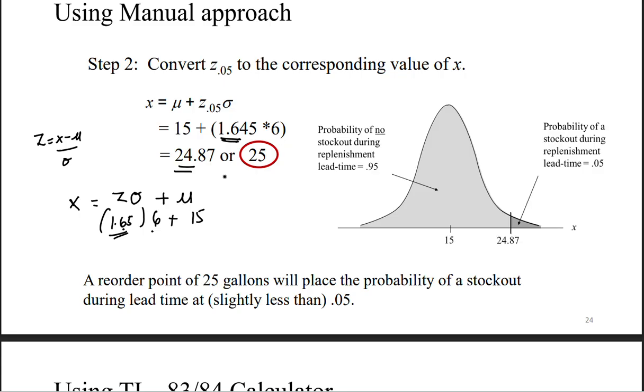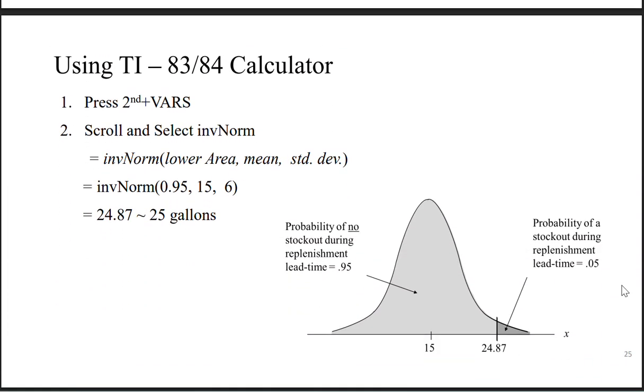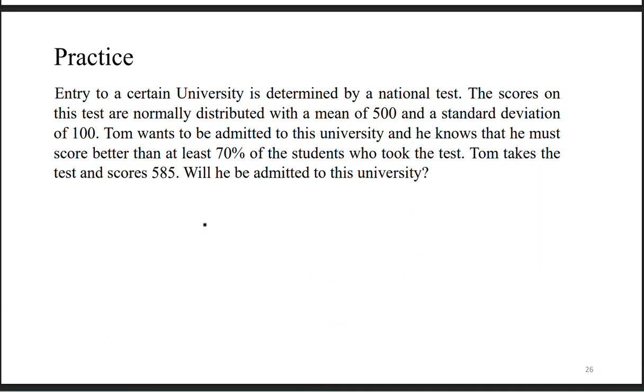So what we are saying is a reward point of 25 should give us 0.95 to the lower tail, and with the complement rule, 1 minus 0.95 will give us 0.05 on this side here. And so that is how we determine, using what we call the inverse function, the value of x for a given area under the curve. Now, if you have the recommended calculator for the course, you can also use the inverse norm function to do that as well. So let's take a look at a practice question here.